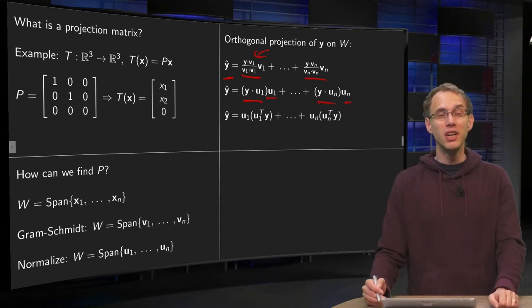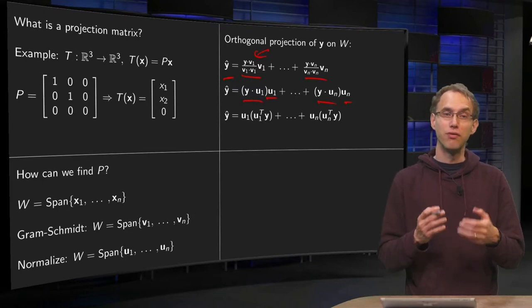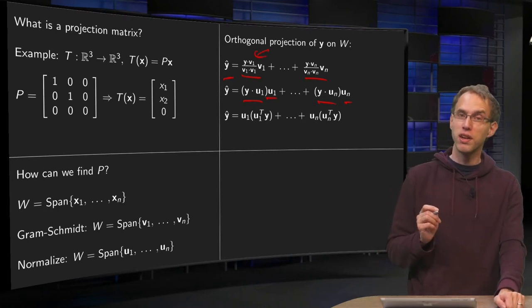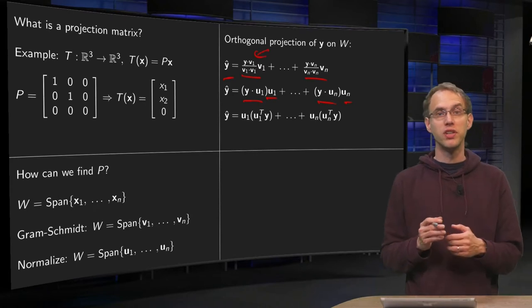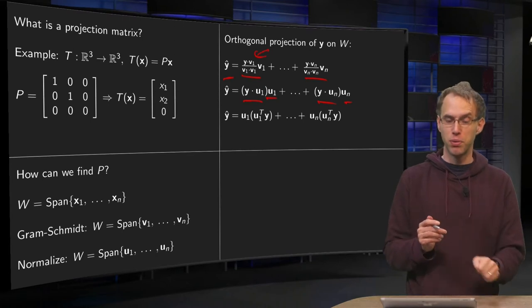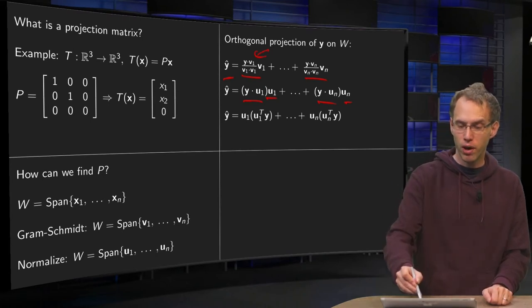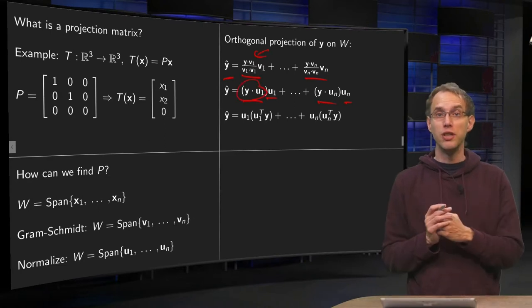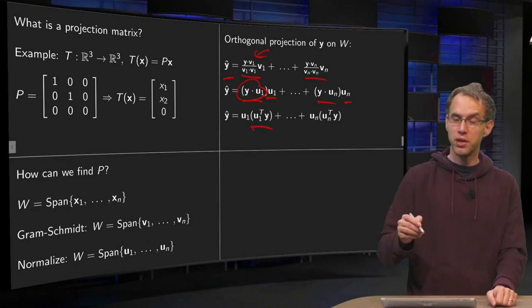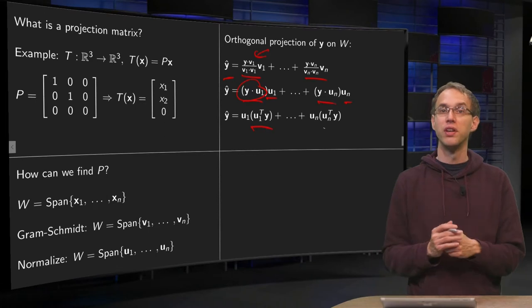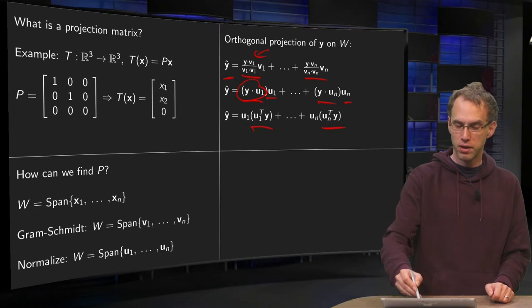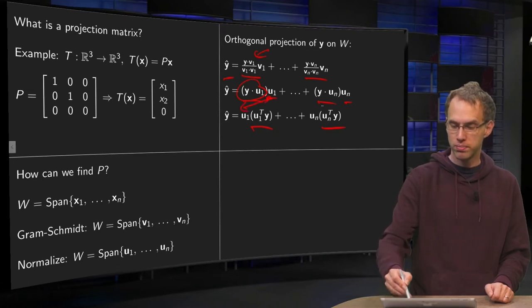And now we're going to rewrite this formula in order to get it in the form y hat equals some matrix times y. We need several steps for that. First of all, you can always rewrite your inner product u in v as u transpose times v as a matrix product. So that's what we do with all our inner products. Y in u1 can also be rewritten as u1 transpose times y as a normal matrix product. You do that with all of them until the last one, un transpose times y. And you have to multiply them, of course, by u1 up till un.